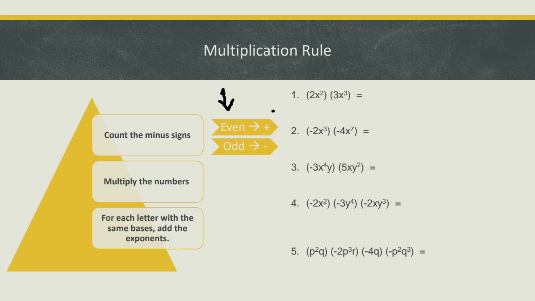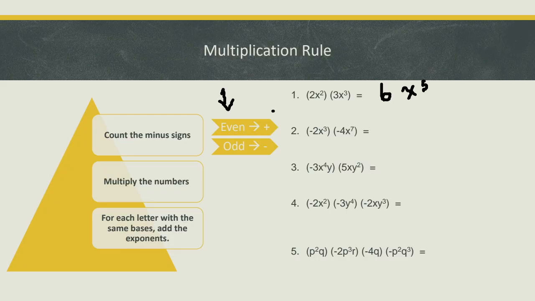So what we're going to do is count how many minus signs we have, then multiply our numbers, and then for every letter that has the same base, we're going to add the exponents. So we're tying all of these rules together. For the first question, we have 2 times 3, so we don't have any signed numbers to worry about, so we just have a 6. That's great. Then I have an x to the power of 2 and an x to the power of 3. So again, we're just adding those exponents. 2 plus 3 gives me 5. So 6x to the power of 5.